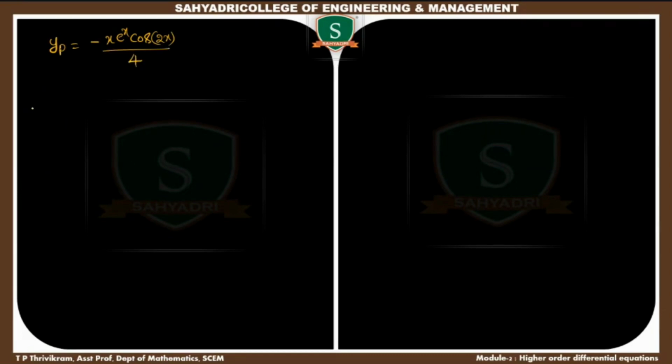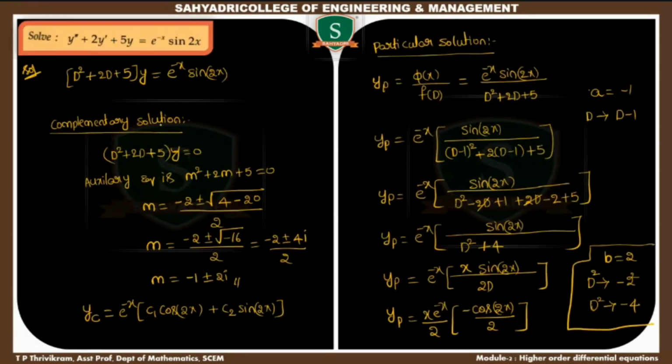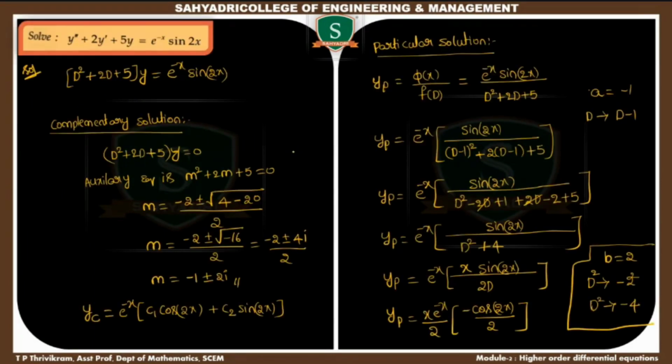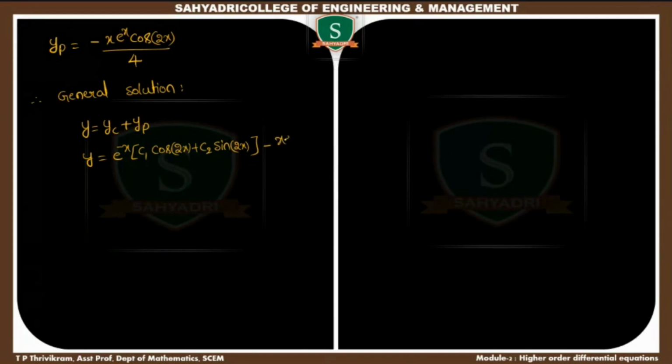Okay, so therefore the general solution. Y is equal to yc plus yp, which is nothing but y is equal to yc, e power minus x into C1 cos 2x plus C2 sin 2x. Okay. Next, here minus x e power minus x cos 2x divided by 4. So this is the required general solution of the given problem.